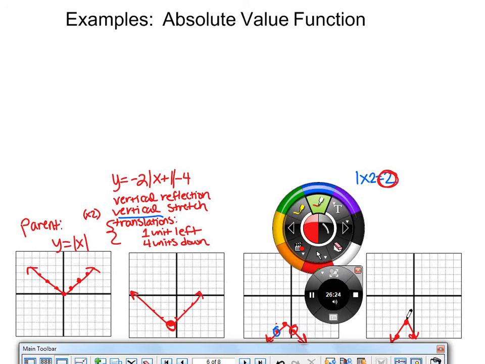So this is the final graph. This is what you want to draw. Give yourself an x and y axis. The vertex would be at -1, -4. And rather than the points being 1 away and only 1 down, they're going to be 1 away horizontally and 2 down because of our vertical stretch, and downward because of our reflection.